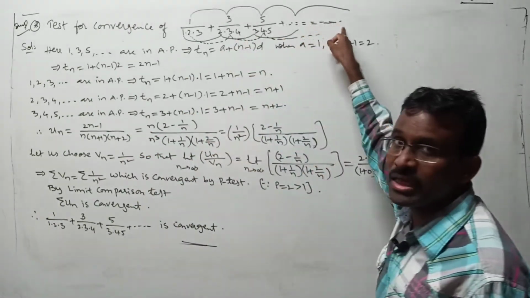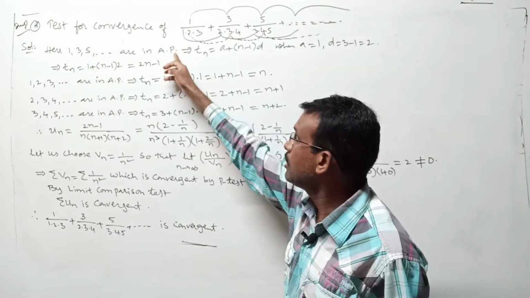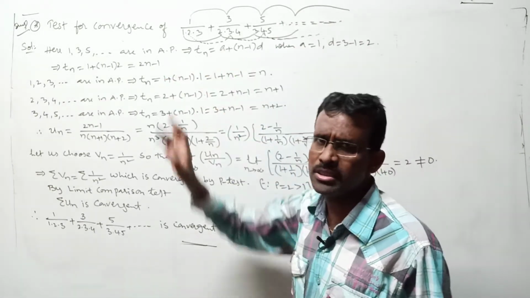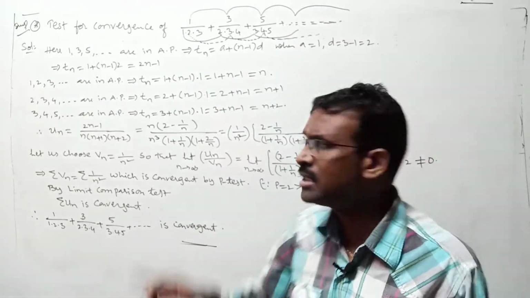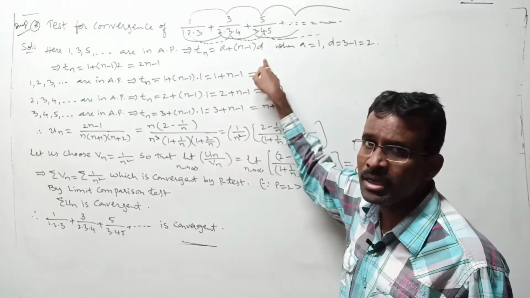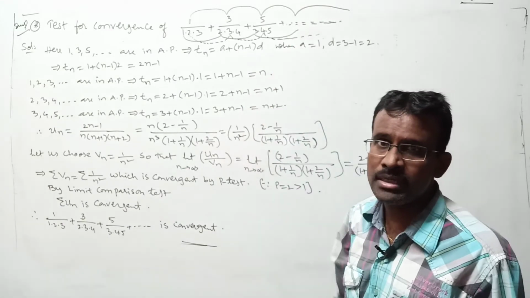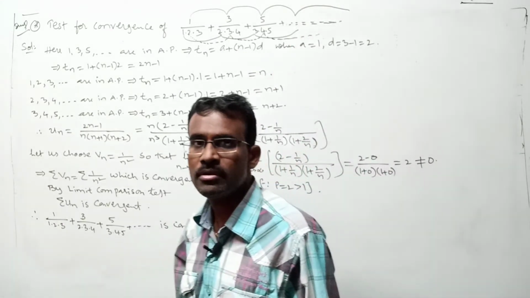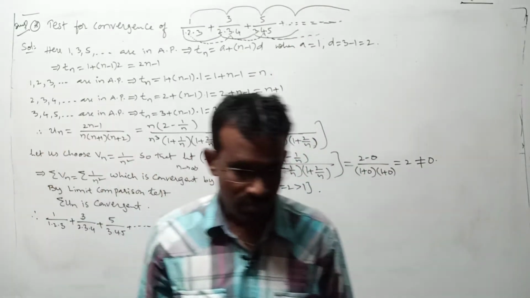Whenever they don't give an nth term, you have to define the nth term based on this AP condition. If they don't give an nth term, this AP condition should be available. Use this formula and go for your relation, right? This is your new question, right? Next problem.